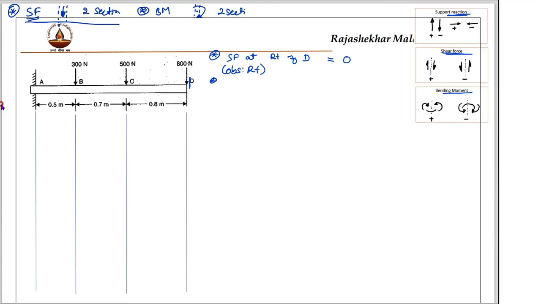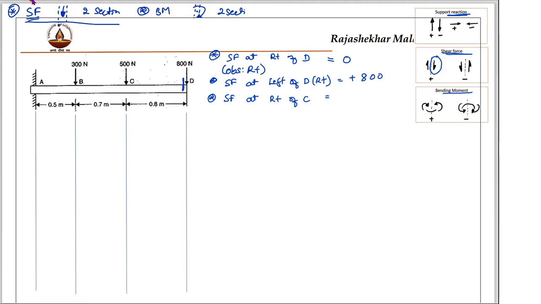The second point is shear force at left of D. Now this is left of D, and I will make the observation on the right side. On the right side I am seeing one vertical force, and that vertical force is 800 Newton. Right side downward forces are positive, therefore this is a positive force.